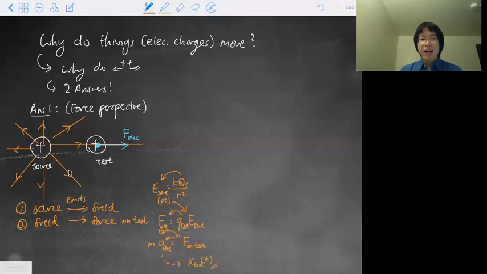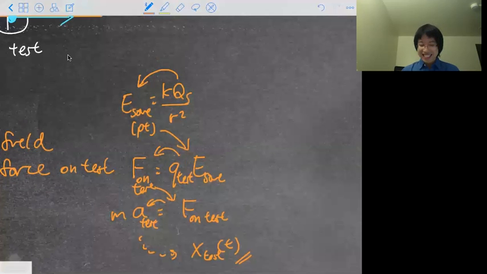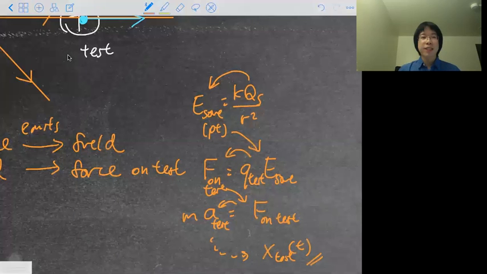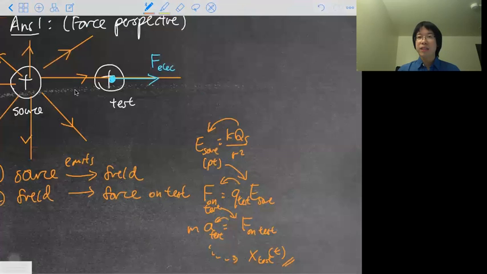Okay. Comment number 1. You might ask, wouldn't the test charge also emit an electric field and affect the source? Yes. Does the test charge emit a field? That's the first question, because I said the source emits a field. Yes, the test charge does emit a field, so I can draw this field, but first of all, it will make my diagram very complicated.